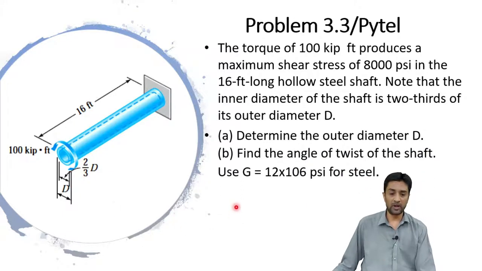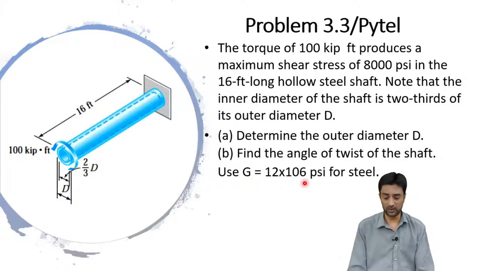And then in the B part, it's saying that we need to find the angle of twist of the shaft as well. Because of the applied torque, we need to find the angle of twist. And the material used has a modulus of rigidity of 12 × 10^6 psi, and the material used is steel.